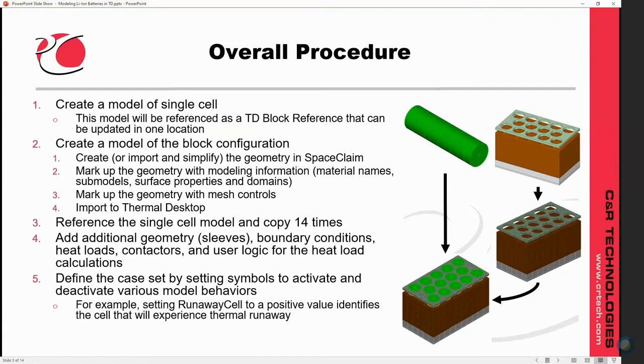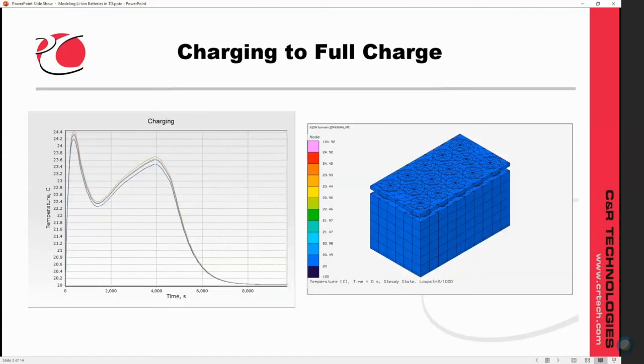And then define the case sets by setting symbols to activate and deactivate various model behaviors. In this situation, we're running a charging scenario, a discharging scenario, thermal runaway on a corner cell, and thermal runaway on a center cell. So I have, for example, a symbol called runaway cell. For charging and discharging, I set that to 0. Well, that turns off any runaway heating. When I set it to one, cell one will be heated as a thermal runaway, and we'll see that heat propagate out. And so I could set this up however I need to.